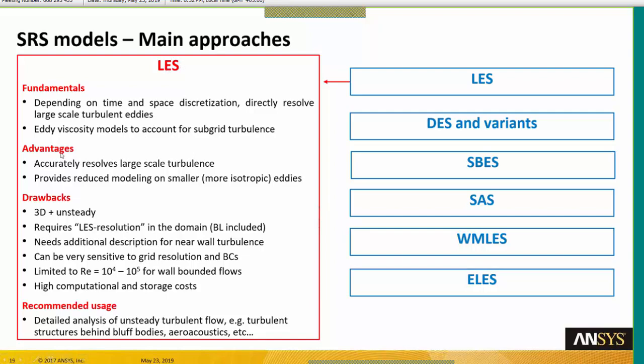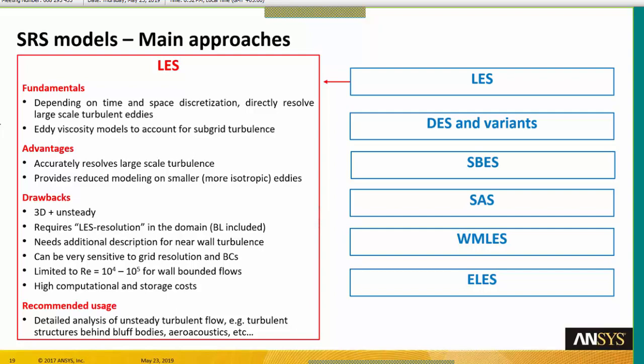The advantages are clear. You accurately and explicitly resolve the large-scale turbulence, and you provide modeling for a smaller portion of the spectrum. And it's even more satisfying than that, because these smaller eddies tend to be more isotropic. So usually the SGS models are quite simple to write, and they apply more easily to these small eddies, because we know they are usually easier to represent, being more isotropic and more universal in certain terms.